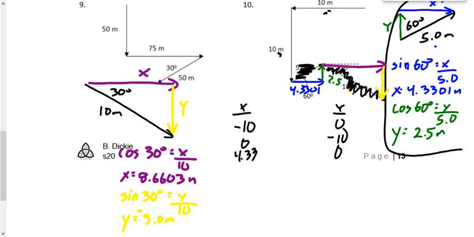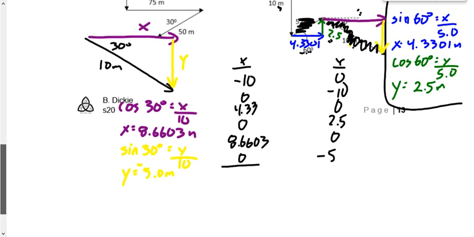4.33 and 0 for the third one. 0 and 2.5, the fourth one. 8.6603, the fifth one, along with 0 for the y component. And for the x component of the last one, 0. And for the y component of the last one, we'd say negative 5. Add those up. Use your calculator if you want. 2.9904 meters, negative 12.5 meters.